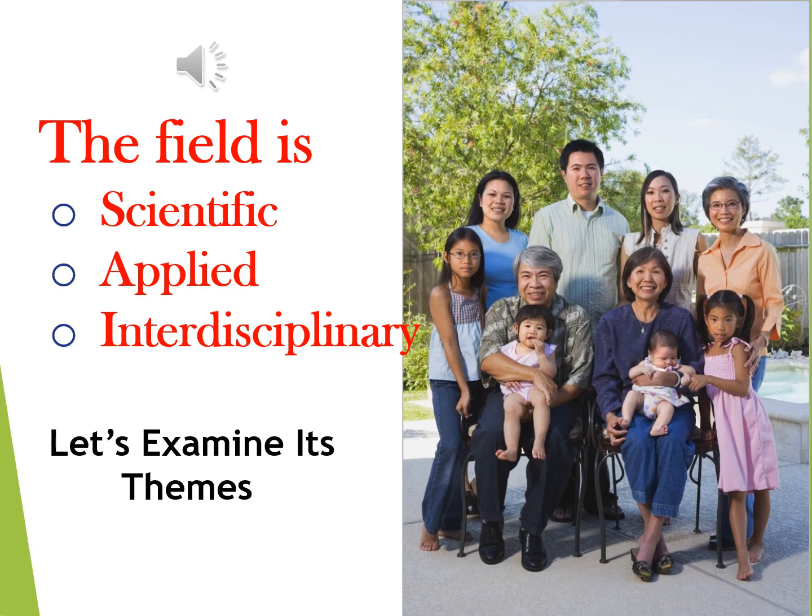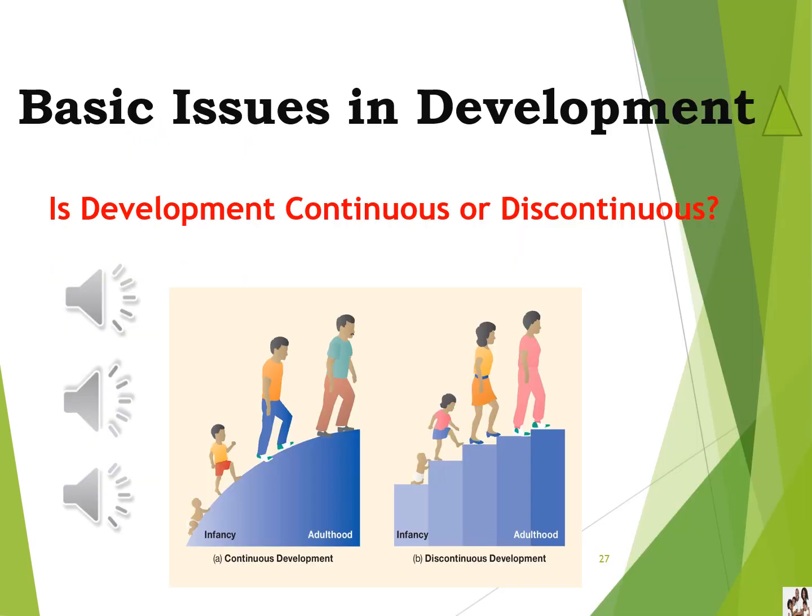So let's look at its major themes. We're going to start by examining 3 basic issues in developmental psychology. The first is development in its nature, continuous or discontinuous. Continuous implies that there's no substantial difference from, let's say, day to day, week to week, month to month, year to year. Discontinuous, on the other hand, suggests that there are distinct differences.